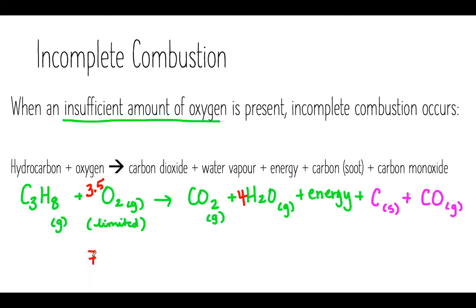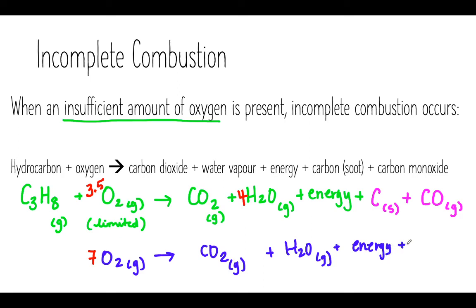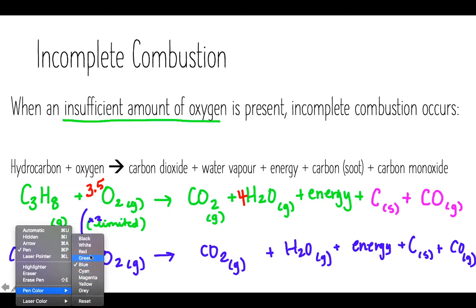So let me show you. So I've got 7 O2 here, CO2 plus H2O gas plus energy plus C plus CO plus C3H8 gas. Now, because I've multiplied this times 2, I'm going to have to multiply all of the coefficients that I have there by 2 as well.